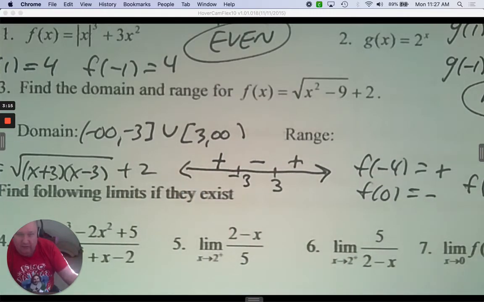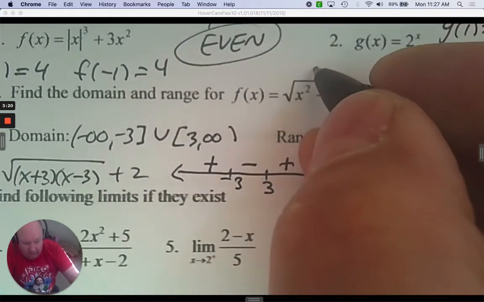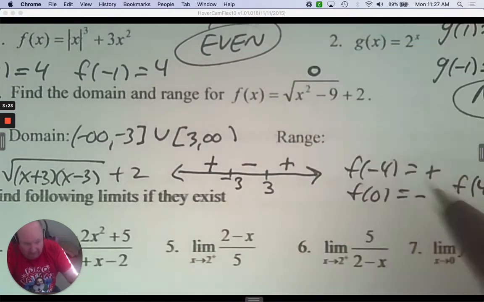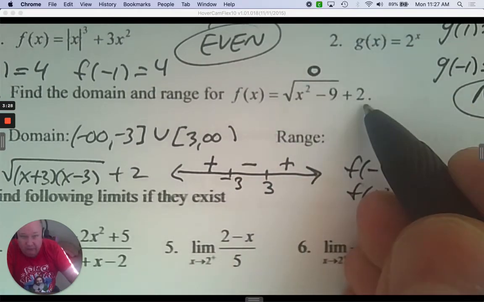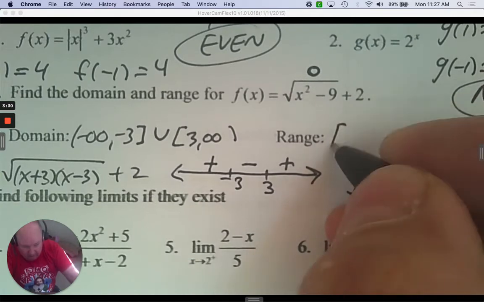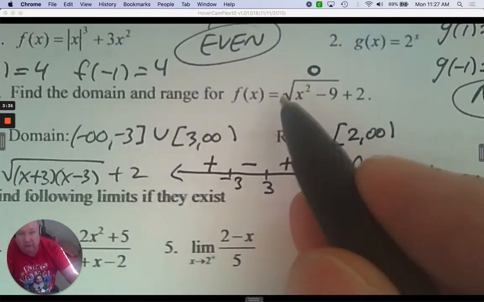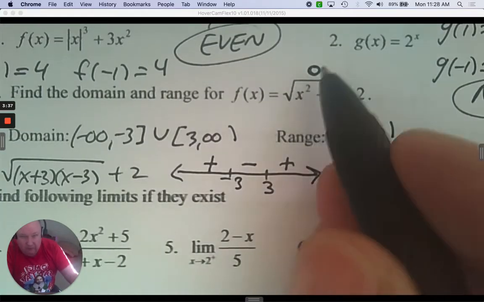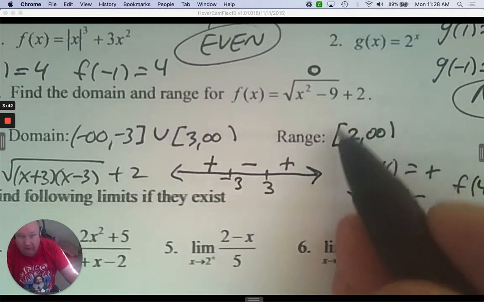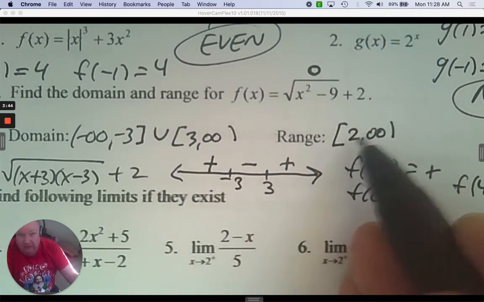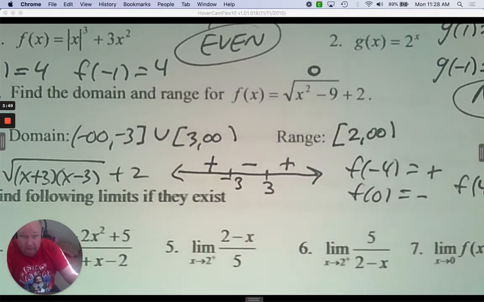The range, if you think about it, the square root of any number, the smallest number this could be, the smallest answer this could be, is 0. So if you went 0 plus 2, the smallest number for the range is 2, and it goes to infinity from there. So the square root of a number, the smallest answer it could be is 0, and then add 2 to it. So the smallest altogether would be 2, and it goes to infinity. There can be no answer that's smaller than 2 for this function.